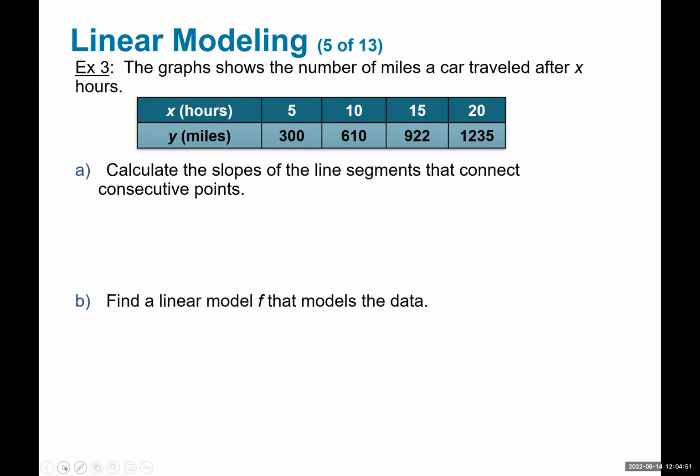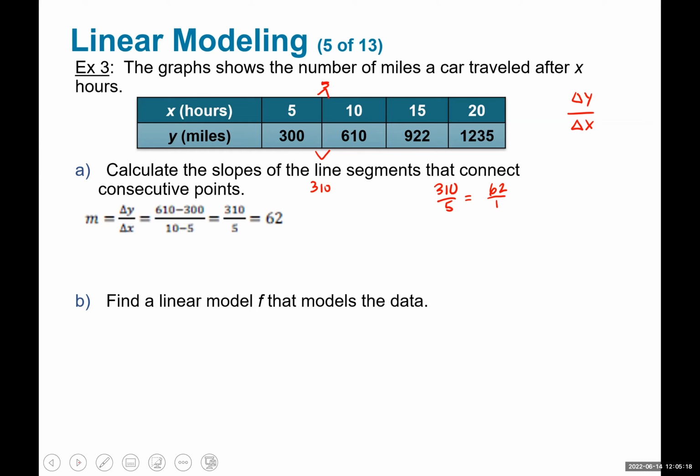Calculate the slope of a line that connects these consecutive points. So we're looking, again, slope is always going to be change in y over change in x. Looking at the change in y, that's 310, and the change in x is 5. So I'd say the slope is 310 miles per 5 hours. You can always reduce that. 62, I believe, over 1.